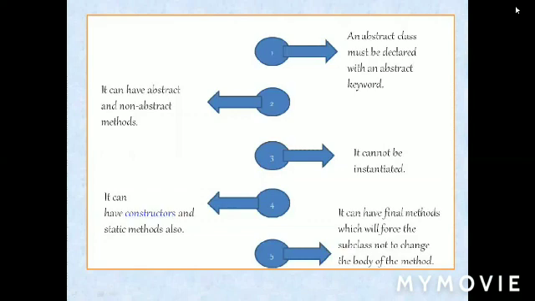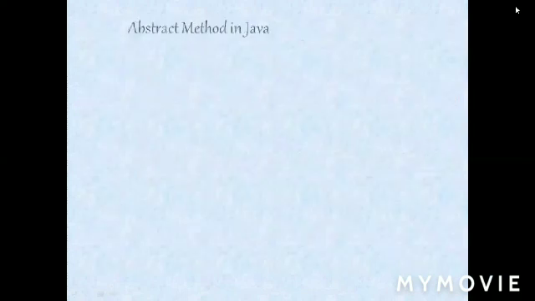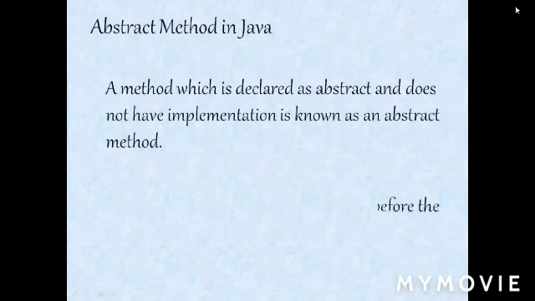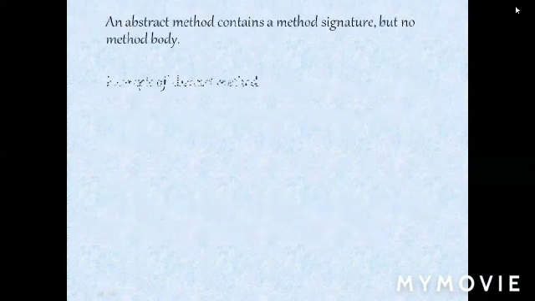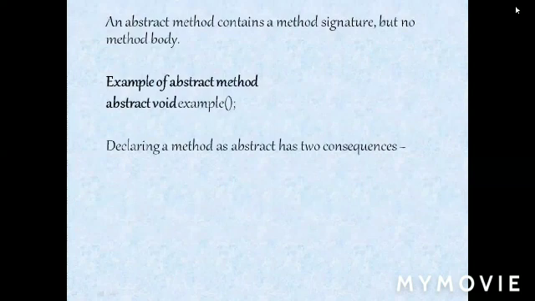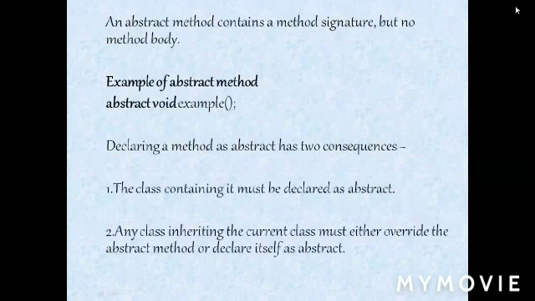Okay, now let us see what is an abstract method in Java. A method which is declared as abstract and does not have implementation is known as an abstract method. You have to place the abstract keyword before the method name in the method declaration. An abstract method contains a method signature but no method body. An example of an abstract method is shown here. We can declare it like this.